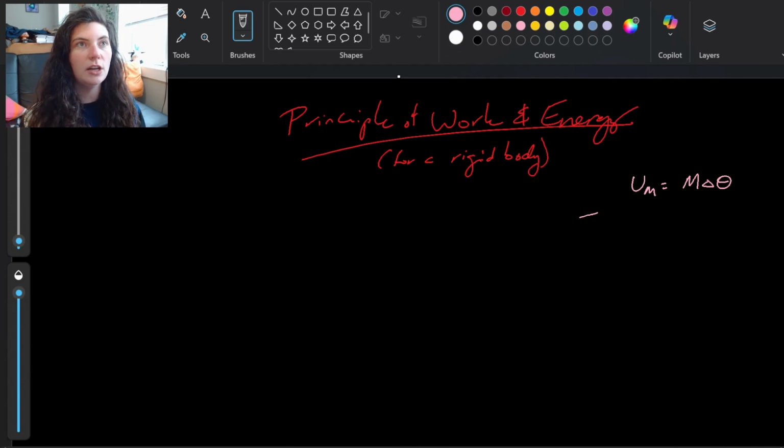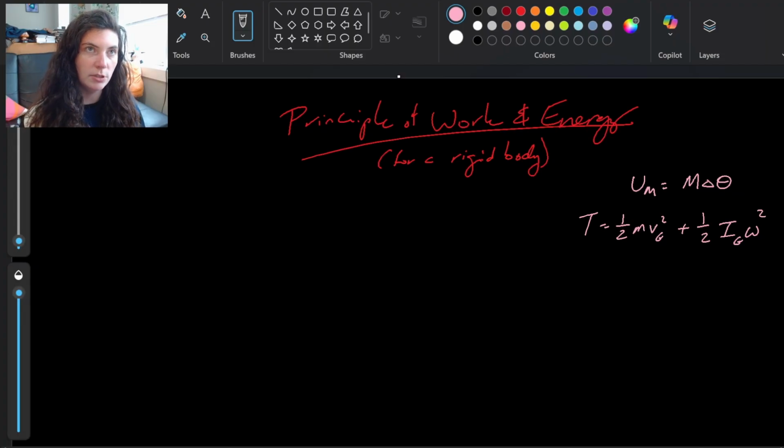And we said our general form for our kinetic energy is now not only going to be the 1/2 mv squared, but we're also going to add on to that 1/2 I_G omega squared, where I_G is your moment of inertia and omega is your angular velocity.